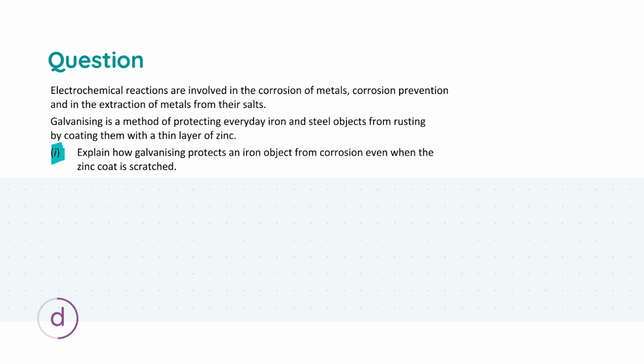And then we're told a little bit about galvanizing, and then we're asked to explain how galvanizing actually protects an iron object from corrosion even when the zinc coat is scratched. This is going to be a paragraph answer. It's just going to be a few words. In this case, there are no balancing equations or anything like that. So let's get straight into that.